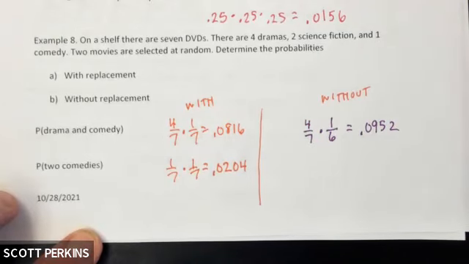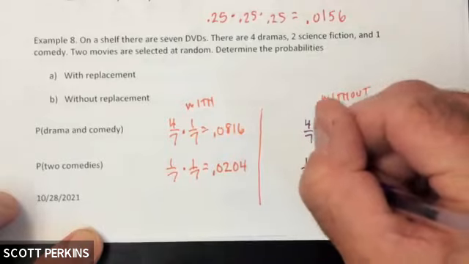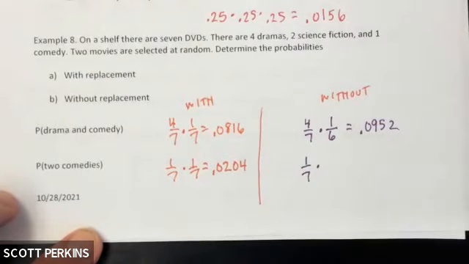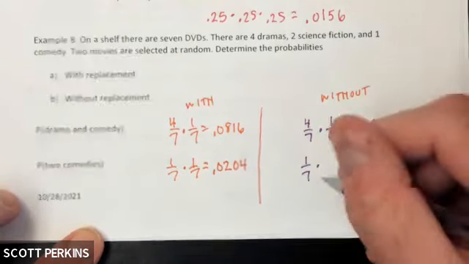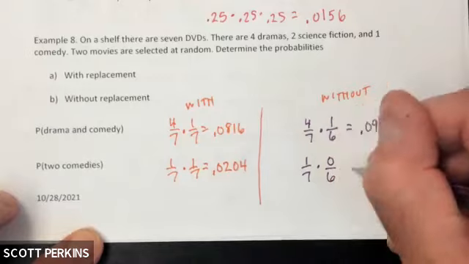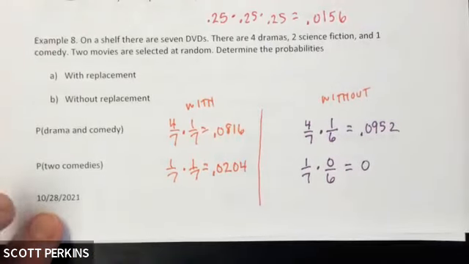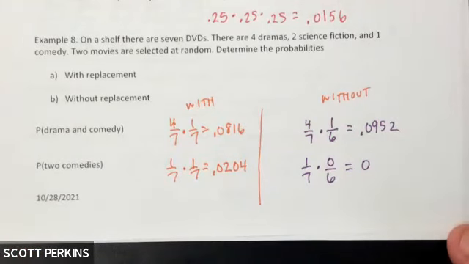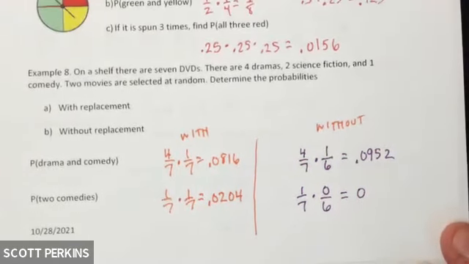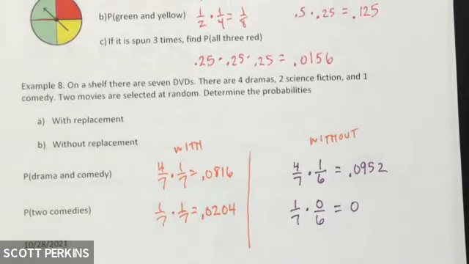Then the probability of 2 comedies if I don't replace. Well, the probability the first one's a comedy doesn't change. It's 1 out of 7 times. I am not putting that comedy back on the shelf. So what's the probability that I get a comedy with the second one? Yeah, there's no more comedies. 0 out of 6. So 0 times anything is 0. That can't happen, which kind of makes sense. There's only 1 comedy movie on the shelf. If I'm not replacing, I can't draw 2 of them off the shelf. So there we go.